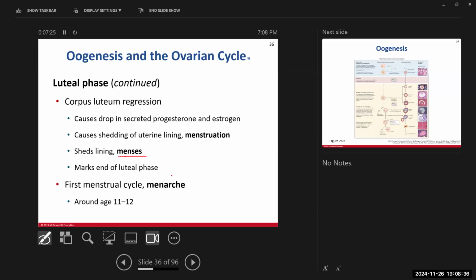You might want to know this term here. The first menstrual cycle is called menarche, or menarche, depending on how you like to pronounce it if you're from Canada. Okay. But again, those numbers are arbitrary, 11 to 12. Some of you could be sitting here like, well, I had my first period earlier than that. Some folks will say I had it later than that.